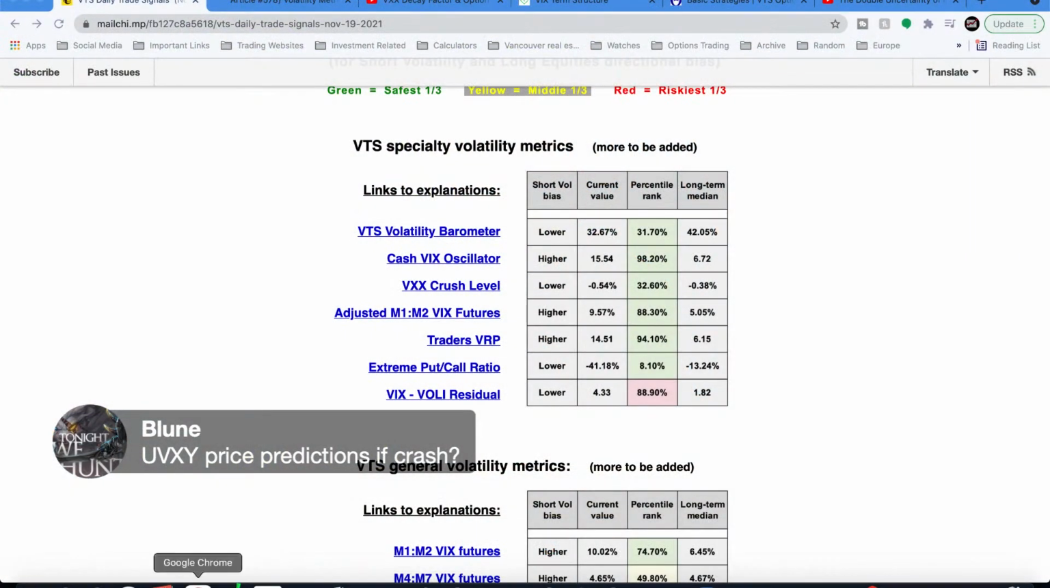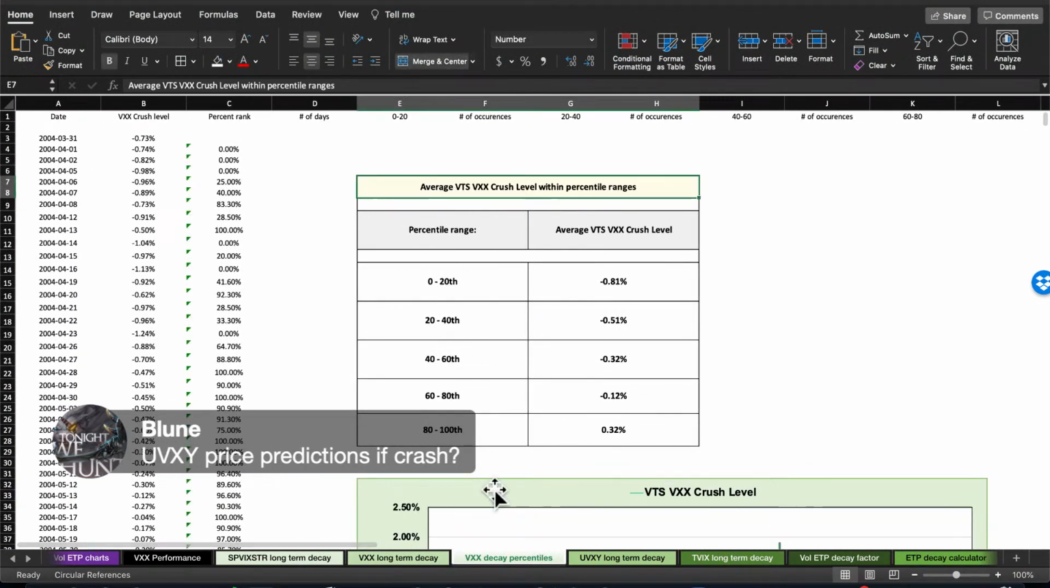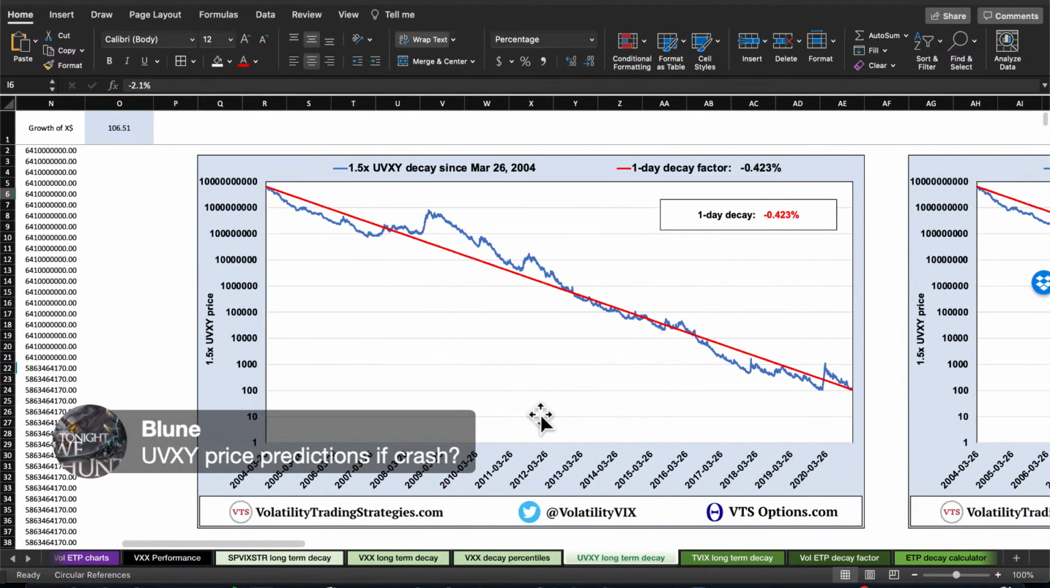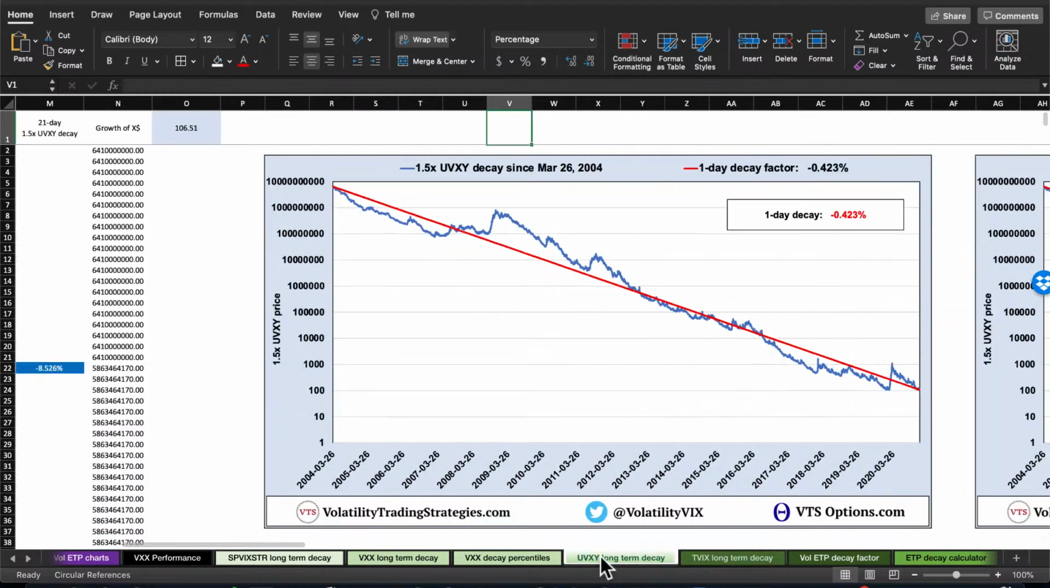I don't typically do these. UVXY price predictions if crash. Well, you'll want to have the data first of all. So this is the UVXY on a log scale, simulated back to 2004 and using 1.5 times leverage factor. Because remember, on February 27th, 2018, the SVXY and UVXY deleveraged, and SVXY, of course, went from -1 to -0.5, and the UVXY went from 2. It used to be the same as the old TVIX, and then it went to 1.5.